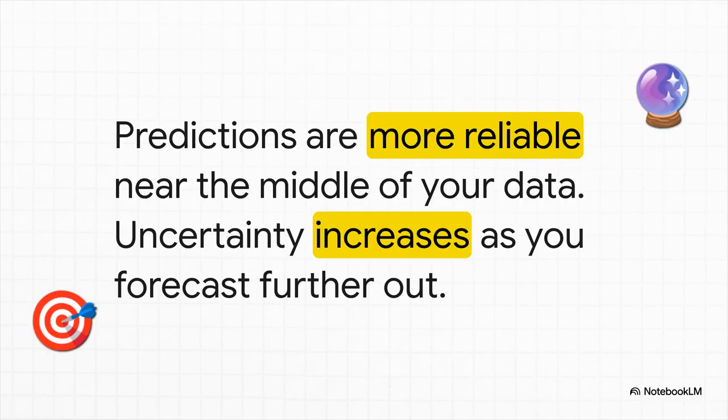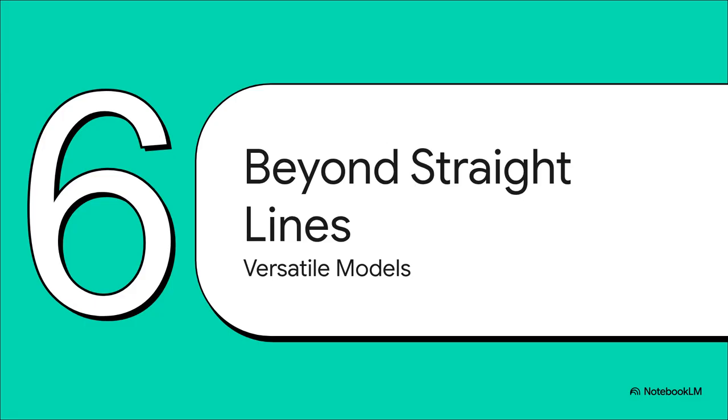And here's the really important thing to remember. Our predictions are going to be most accurate when they're close to the data we already have. The further into the future you try to predict, the less certain you can be. It's often called the cone of uncertainty because the range of possible outcomes gets wider and wider and wider the further out you go.